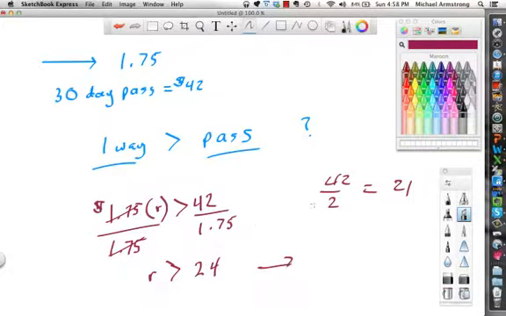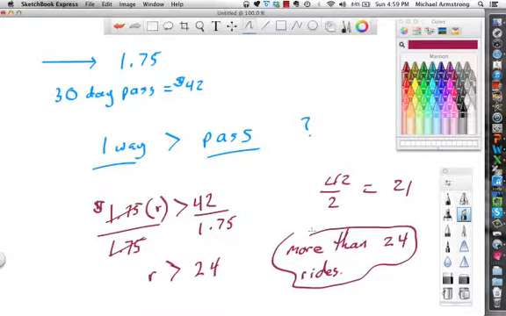And so our rides, we have to take more than 24, and I guess we could even graph that if we needed to. But I don't think we need to. So our rides equal more than 24. So this is the answer in phrase form. And that's really all there is to it for this lesson.